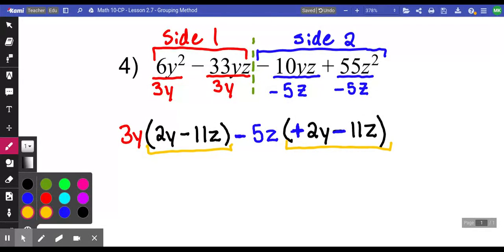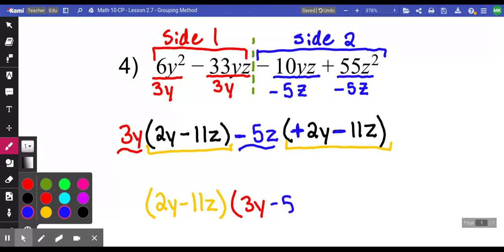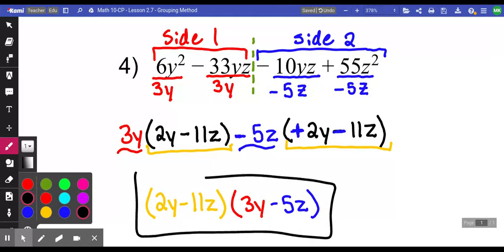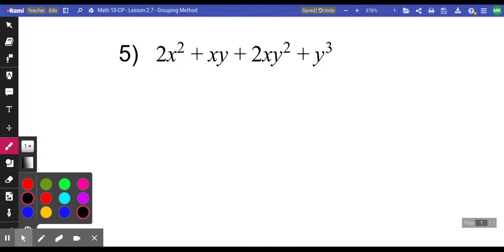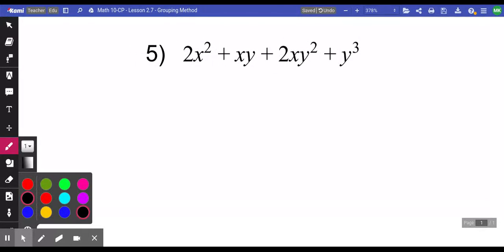So I had to take out a negative 5z. That gives me 2y minus 11z as my first binomial. And then my leftovers are 3y minus 5z. And that is my answer: 2y minus 11z times 3y minus 5z. That's by far the hardest one I think we do. Awesome. Try number 5 on your own, then come back and see if you got it right.